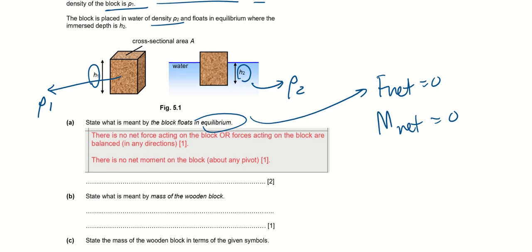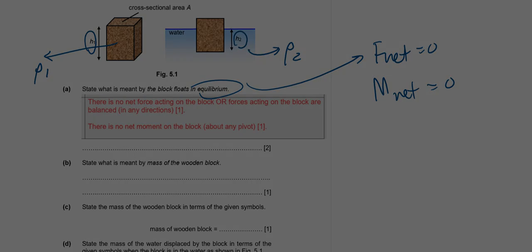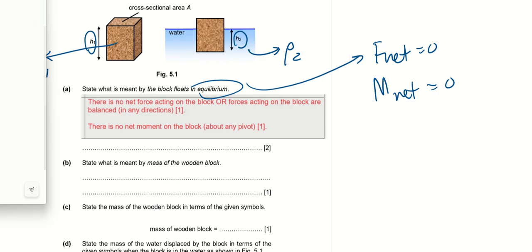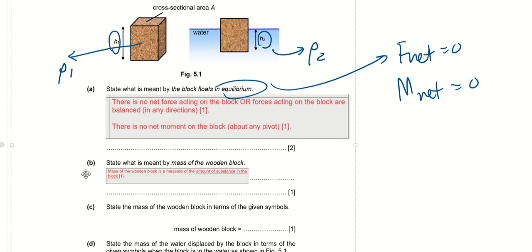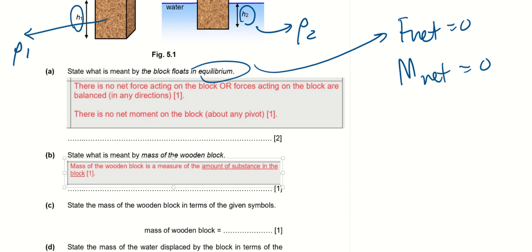Okay. Now state what is meant by the mass of the wooden block. This one you should know. It is the amount of substance in the block. Okay, let me show you the answer. Okay, it's a measure of the amount of substance in the block. Okay. Now state the mass of the wooden block in terms of the given symbols.